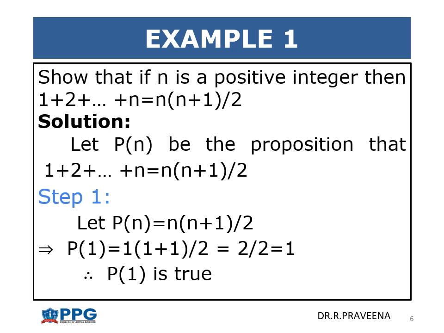Let P of n equal to n into n plus 1 divided by 2. We have to substitute n equal to 1. So, P of 1 equal to 1 into 1 plus 1 divided by 2. So, we get P of 1 equal to 2 by 2, that is equal to 1. This is true. Therefore, P of 1 is true.